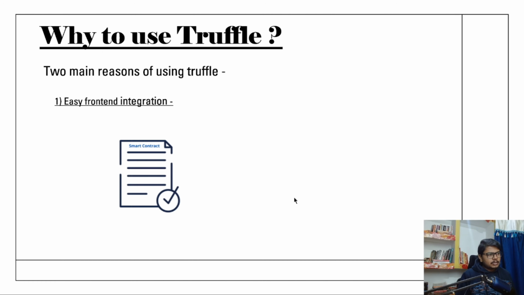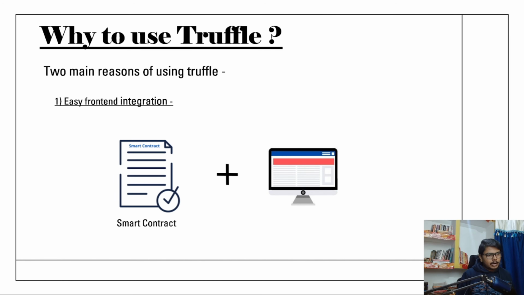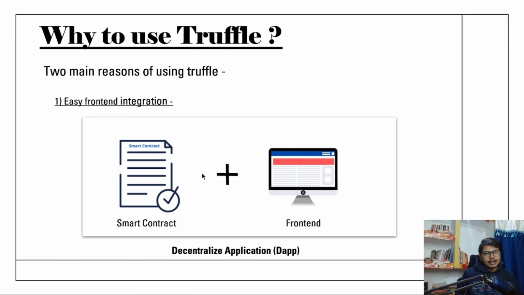Decentralized application simply means when you have your smart contract and you integrate this smart contract with your front-end, with your React.js code or Next.js code. So when you integrate these two different technologies, what you get is a decentralized application. And in order to create this decentralized application, you need a tool. And that tool is Truffle, because it actually provides you easy front-end integration, which is not available in Remix IDE.